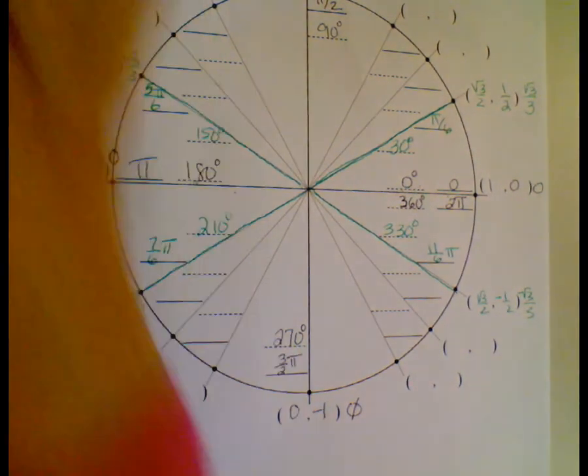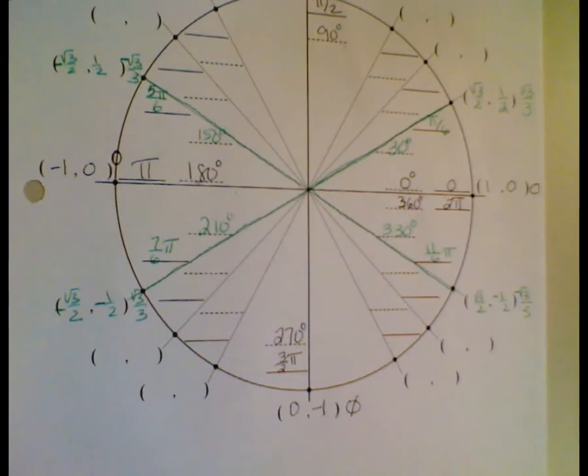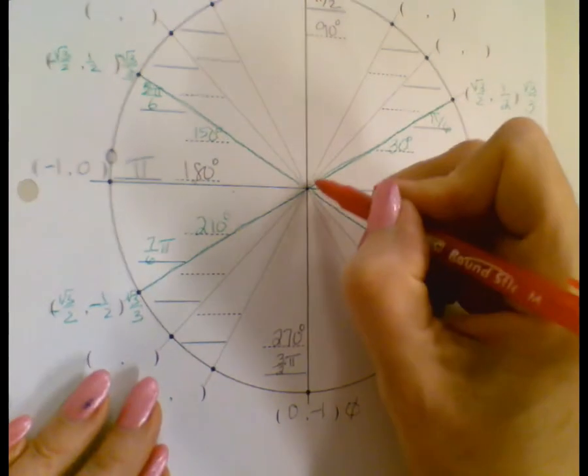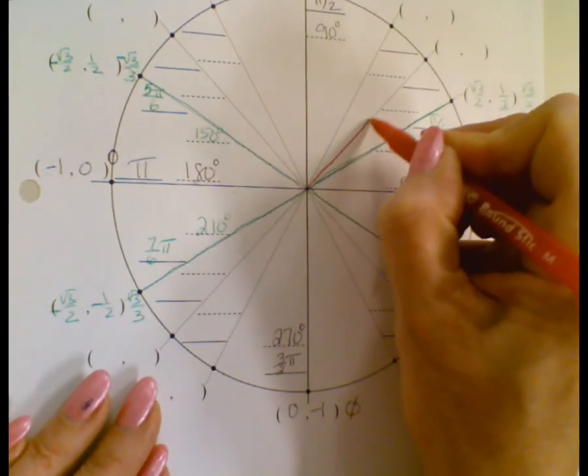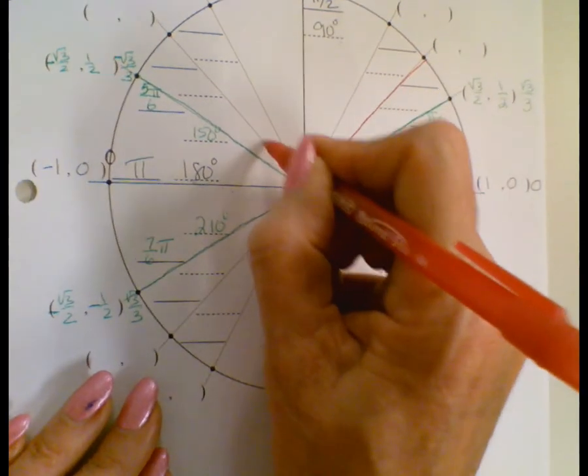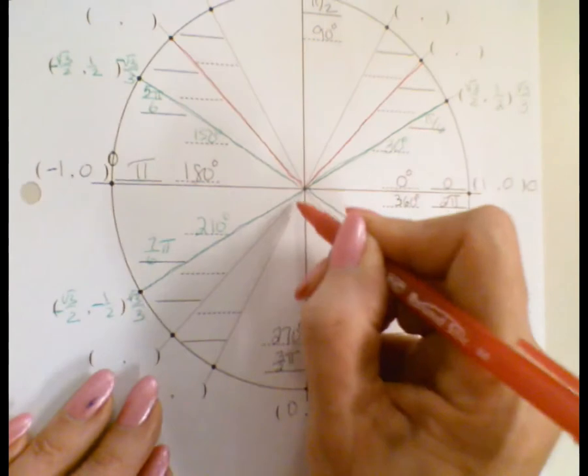We're halfway there. Now we're ready for the 45s. I'm changing this to red. All right, the first one, the 45s are right in the middle, guys. They're right in the middle of each quadrant. So if you want the middle line in each quadrant, make it red.